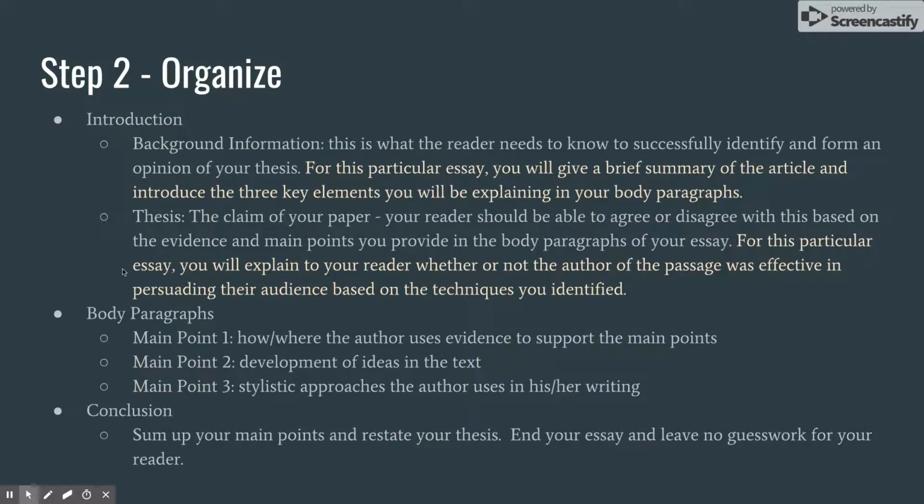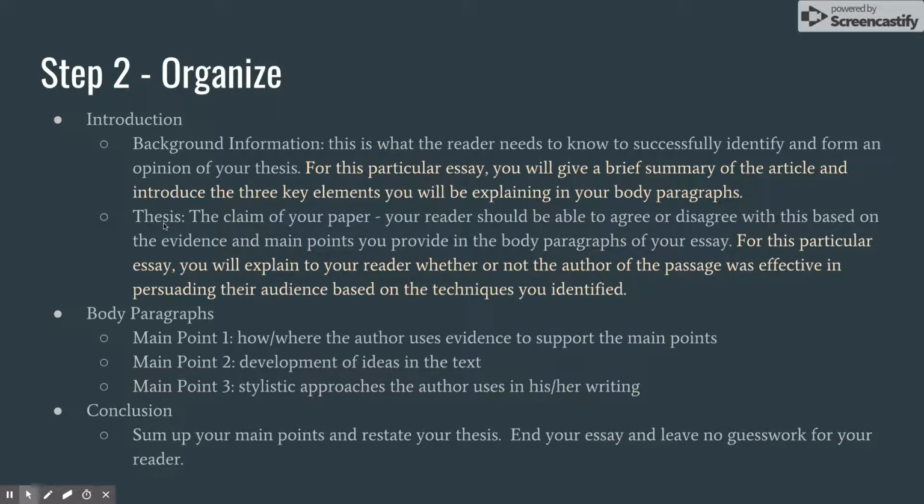Step 2, organize. You'll want to have an introduction, 3 body paragraphs, and a conclusion. In the introduction, the first thing you need is background information. This is what the reader needs to know to successfully identify and form an opinion of your thesis. For this particular essay, you'll give a brief summary of the article and introduce 3 key elements that you will be explaining in your body paragraphs.